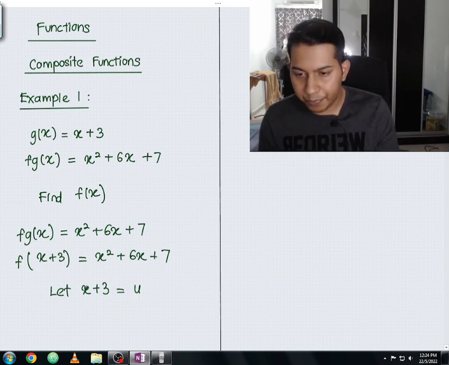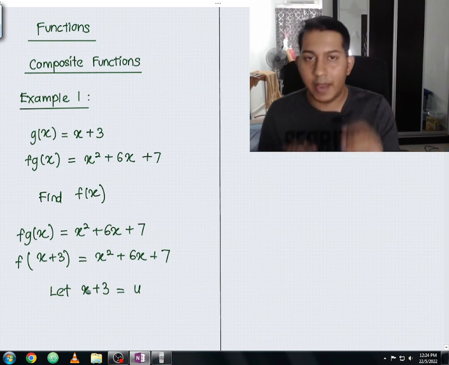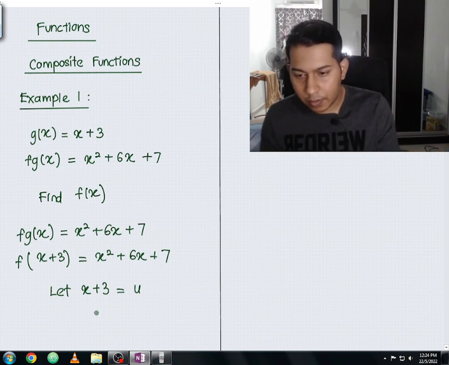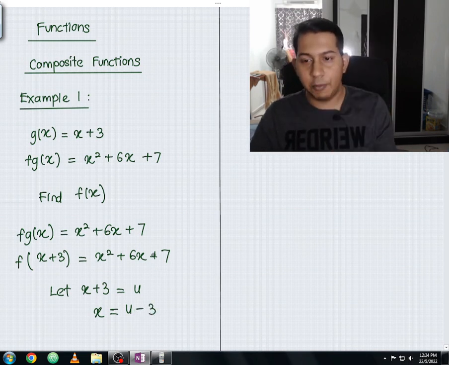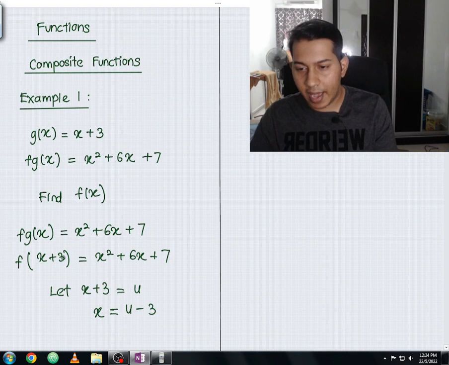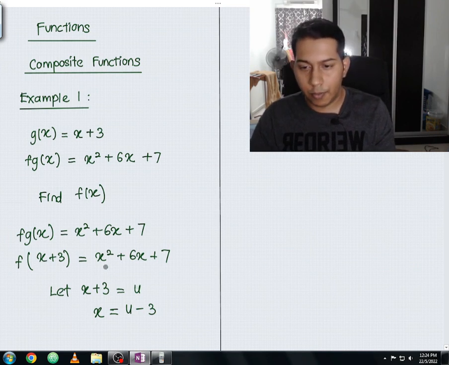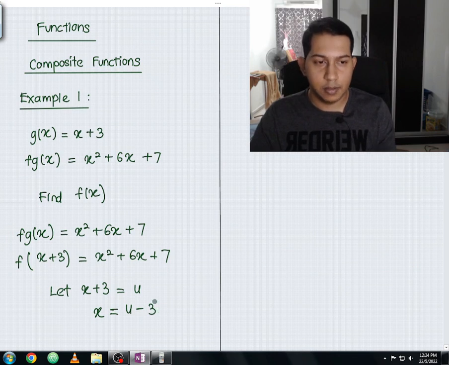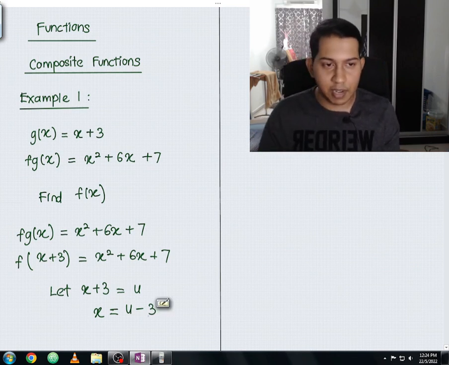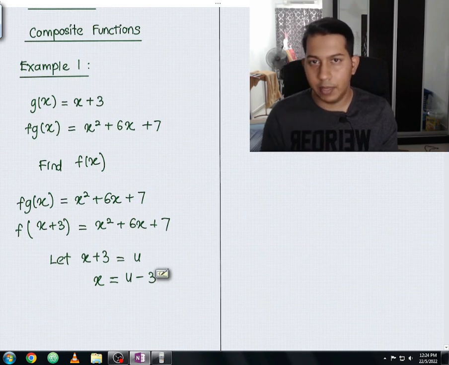From here, let me come up with the equation of x in terms of u. So your x is equal to u minus 3. For the next step, this x plus 3 will no longer be x plus 3, but I'm going to make it u, whereas this x over here, I'm going to substitute as u minus 3. I'm going to show you the step now, so please follow along with me.